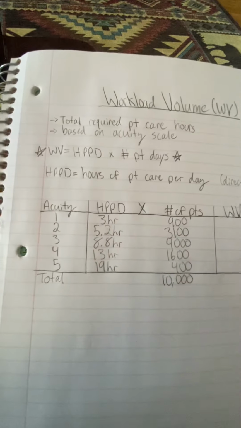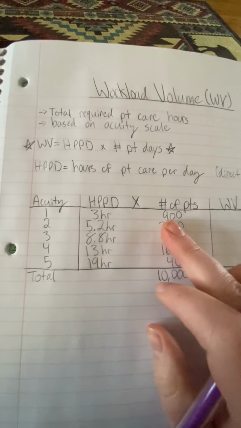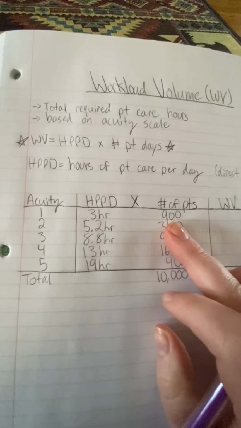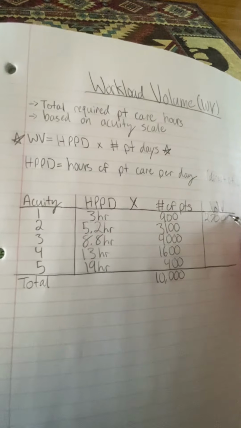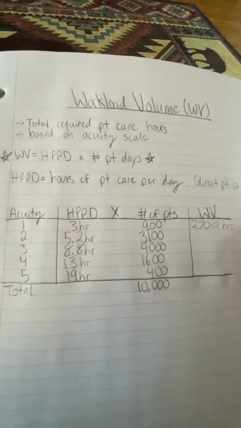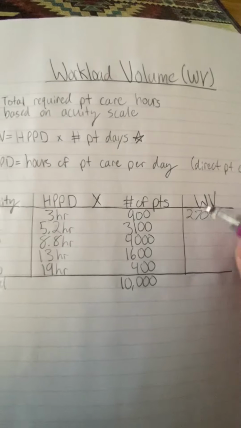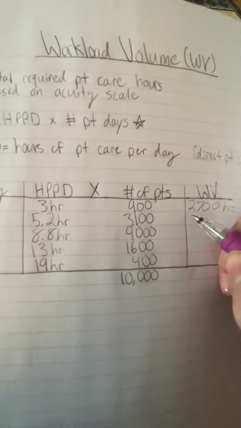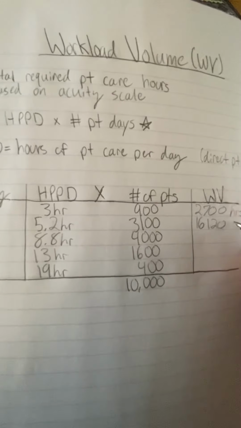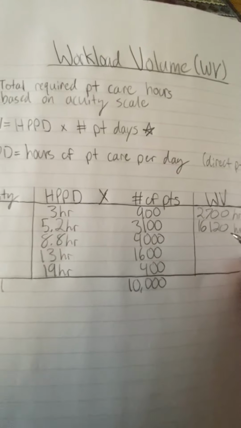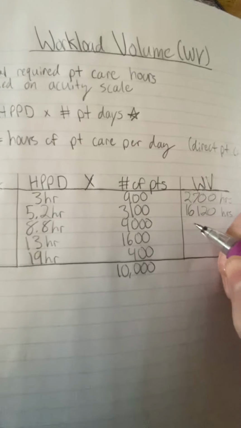And let's multiply these. So 3 hours of direct patient care, and we have 900 patients that fall into that acuity level. So that gives us 2,700 hours for that one acuity level. Acuity level 2 multiplies, and we get 16,120 hours. I'm just going to fill in the rest here. You can obviously do the math yourself if you'd like to.